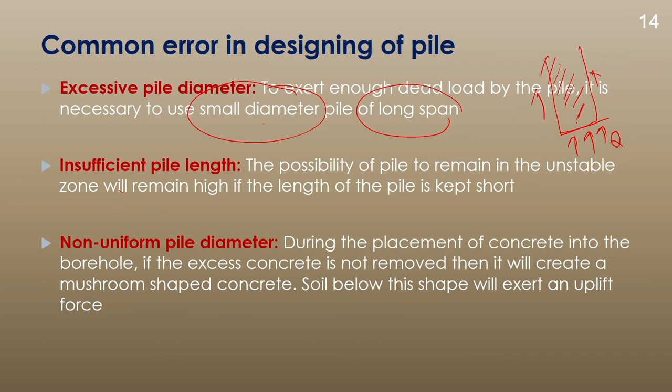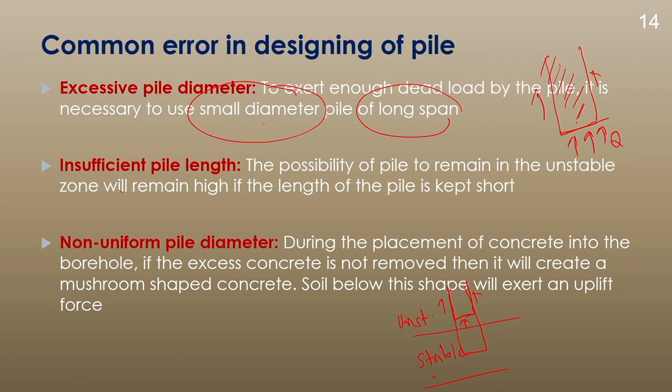The possibility of a pile remaining in the unstable zone will be high if the length of the pile is kept short. If we take a soil, and this is an unstable zone and this is a stable zone, if we keep the pile of short length, then the entire length of the pile will remain in the unstable zone. So now this pile will be subjected to the uplift pressure from the side as well as from the bottom. Therefore, we have to be sure that a pile of sufficient length is provided and the pile should go into the stable zone as well.